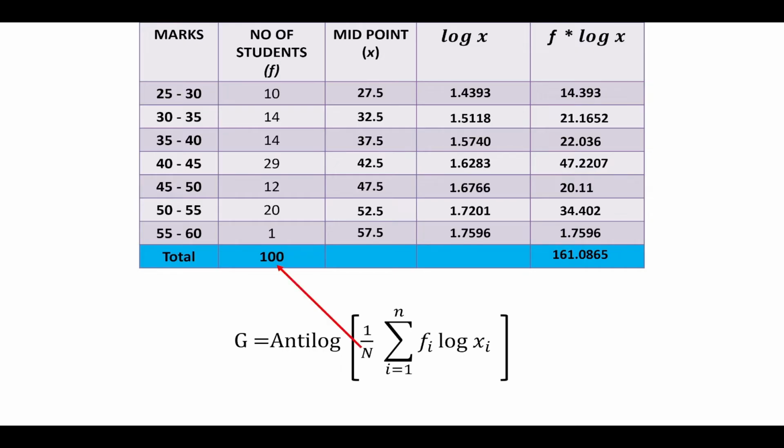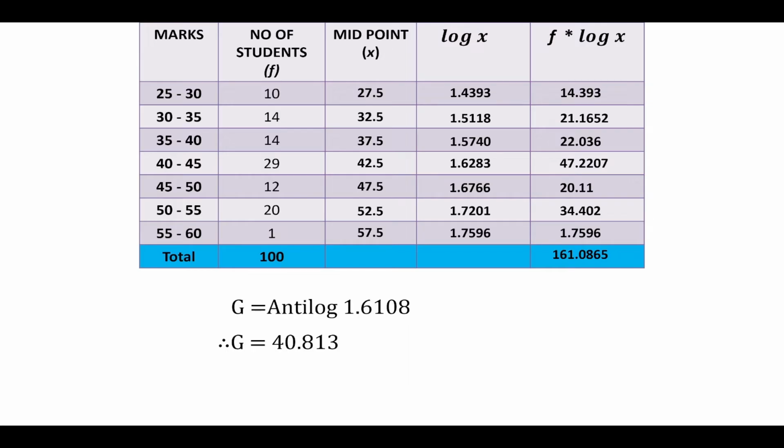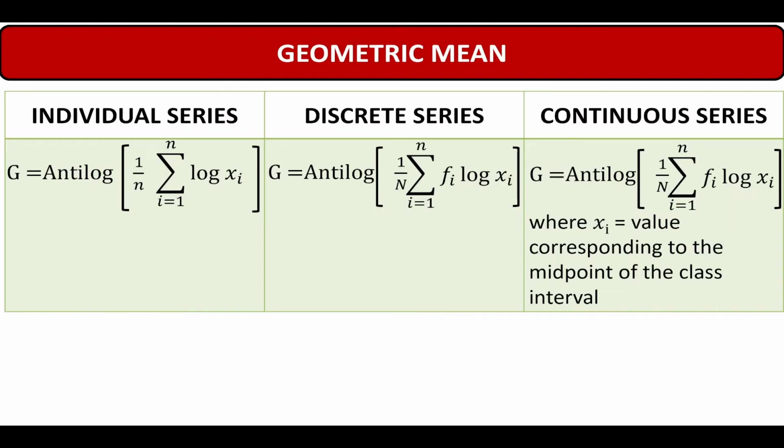So n stands for 100, or n is equal to 100, and summation of fi log of xi is equal to 161.0865. Replacing these values, we get G is equal to antilog of 161.0865 divided by 100. So the value of G is 40.813 marks. Okay, this is how simple it is. We have calculated the value of geometric mean.